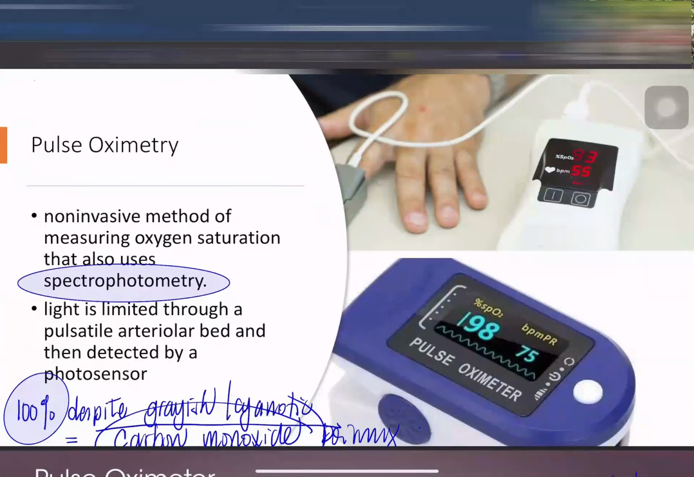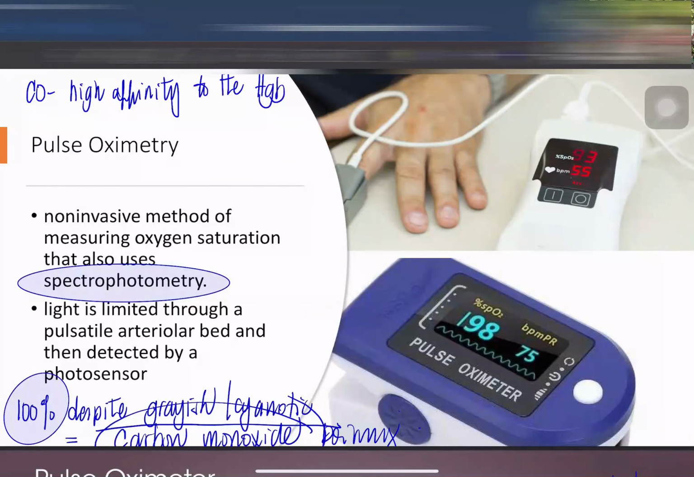Just for you to have an overview, class, carbon monoxide has a high affinity to hemoglobin. So if you are carbon monoxide and you see red blood cells strolling somewhere, what will carbon monoxide do? Instead of oxygen attaching to the red blood cells, carbon monoxide will snatch the position. Carbon monoxide attaches to the red blood cells, leaving no space for oxygen. It takes oxygen's position.